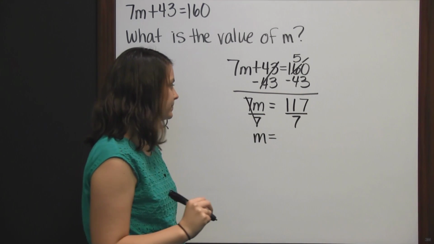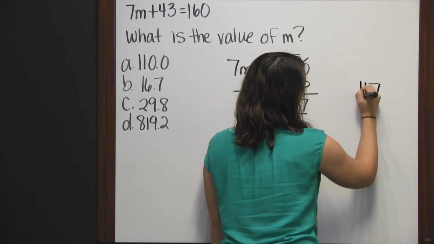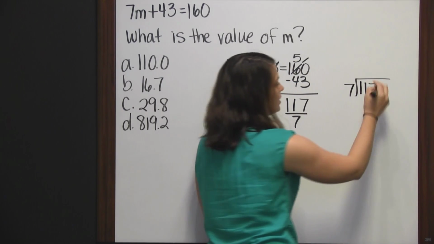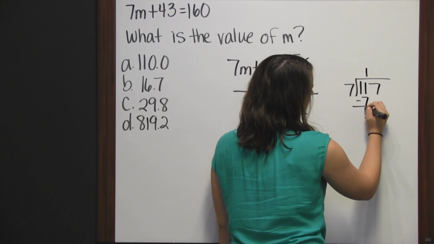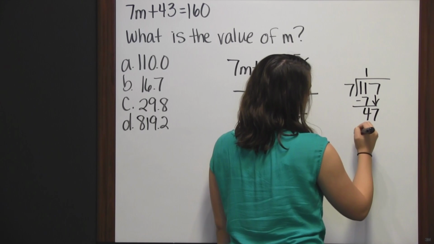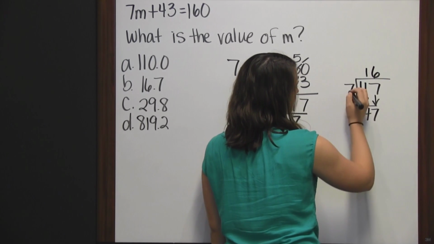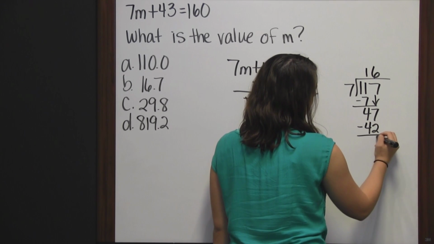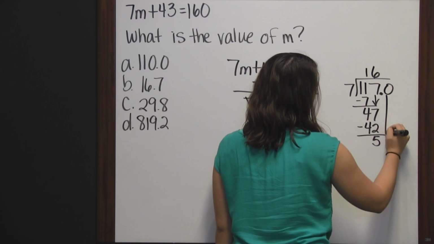117 divided by 7, I'm not sure what that is, so I'm going to divide off to the side. 7 goes into 11 one time. 7 times 1 is 7. When you subtract, you get 4. And then we bring down the 7. 7 goes into 47 6 times. 7 times 6 is 42. We subtract and we get 5. Then we add a decimal and a 0 and bring it down.